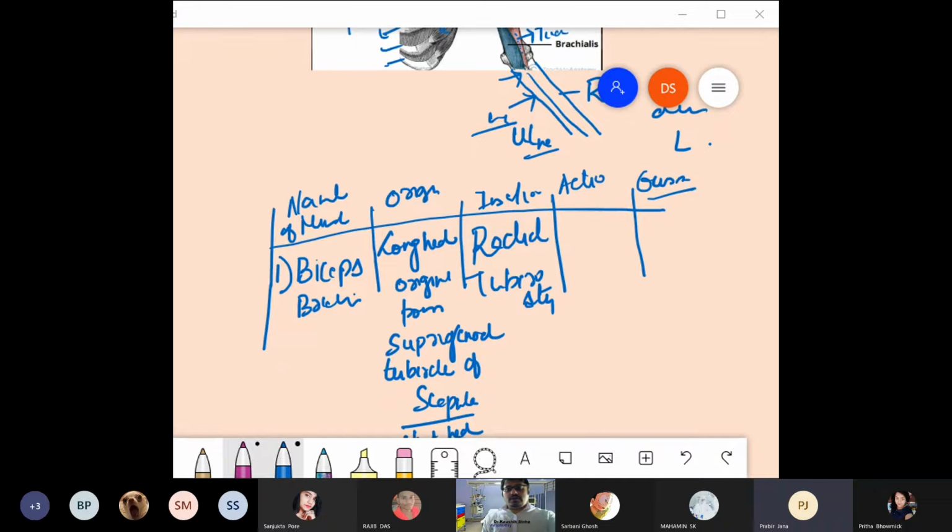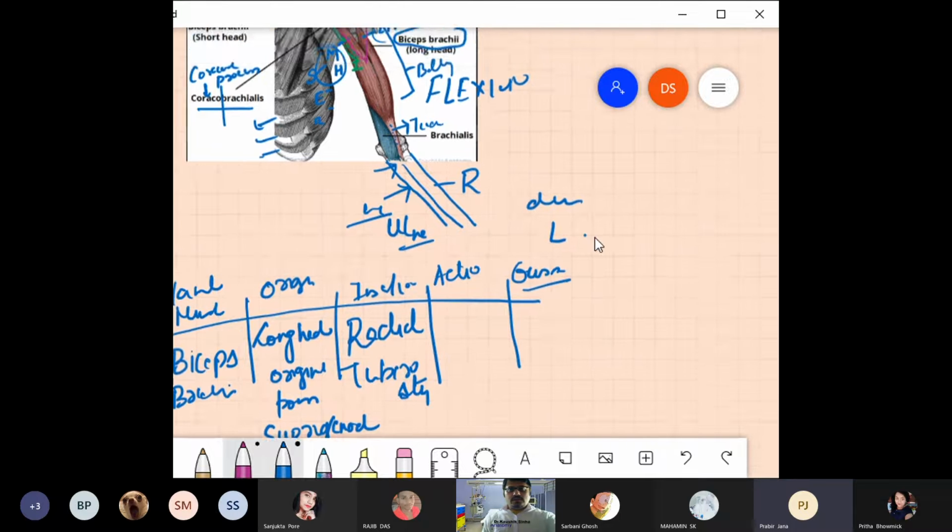So if I have to show you that, I will show you both the radial and the ulnar tuberosity in a single view, because these bones are placed close, almost parallel to each other. So let me put the fourth diagram on the board. Out here on this side.